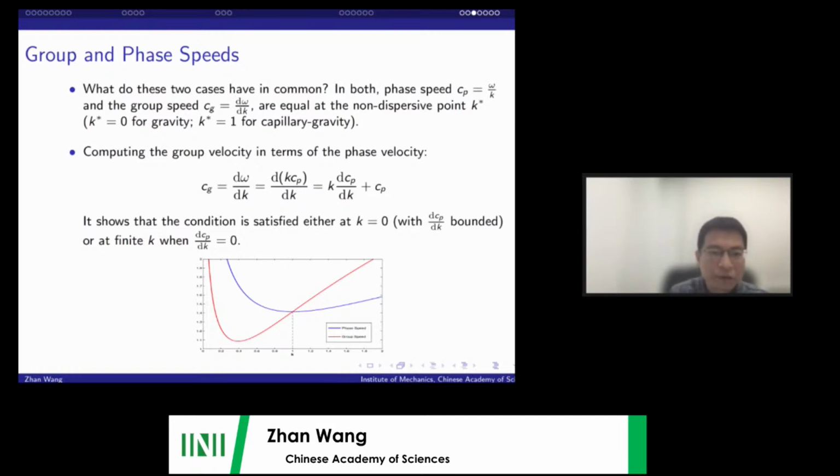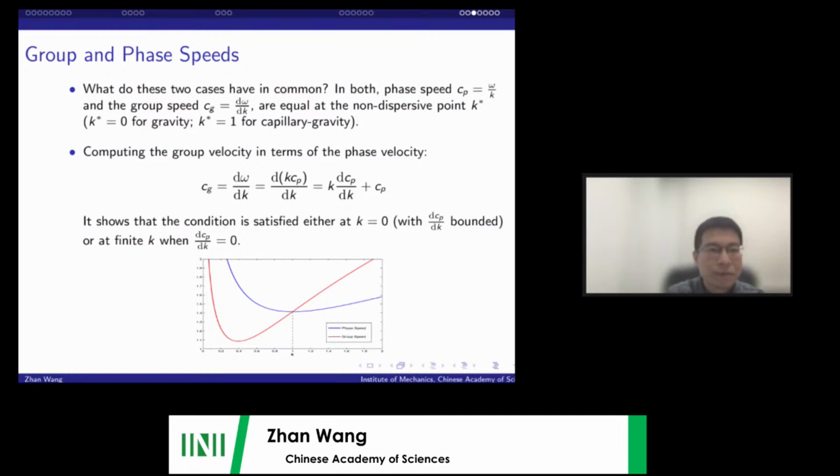If we calculate the group velocity in terms of the phase velocity, it is easy to see that if Cg equals Cp, then either k equals 0 or Cp prime equals 0. When Cp prime equals 0, it must be a local extremum of the phase velocity. Since at the non-dispersive point the linear speed, group velocity, and phase velocity are equal, we can expect solitary waves bifurcating from this point.